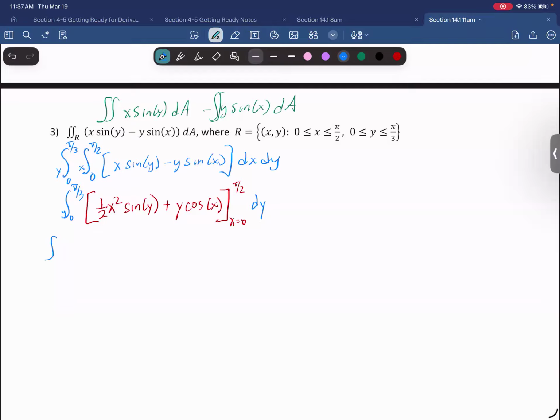So we're replacing the X here. I have 1/2 sine Y times, I'll do this in a different color, pi over 2 squared minus 0 squared. And then I have plus Y times cosine of pi over 2 minus cosine of 0.